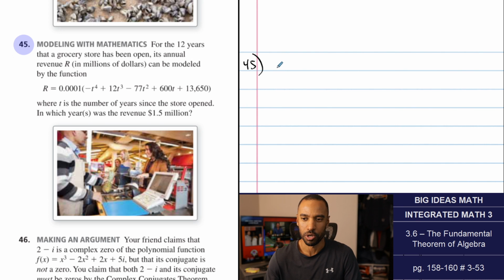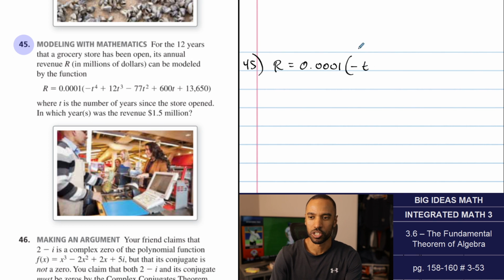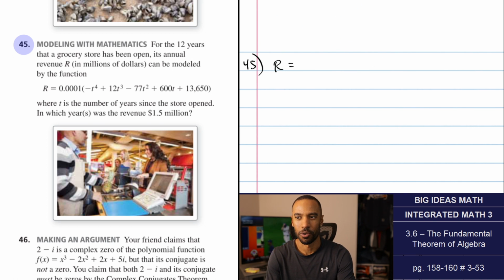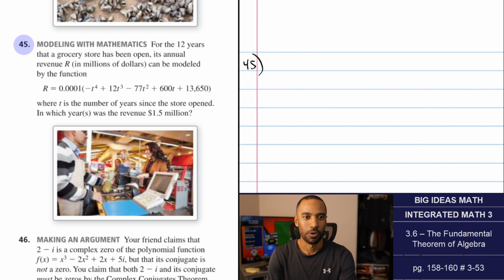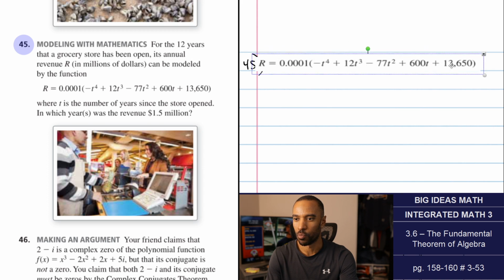Do we want to write it distributed or not? It's up to us. Here's the thing. When it's in millions of dollars, why don't we just multiply everything by a million? It's up to us. Anyway, so 0.0001 times this guy. Oh, should I just copy and paste it like last time? Totally, right? So in where t is the number of years since the store opened, in which year or years, they say year or years, was the revenue $1.5 million. So it's possible there's more than one solution.